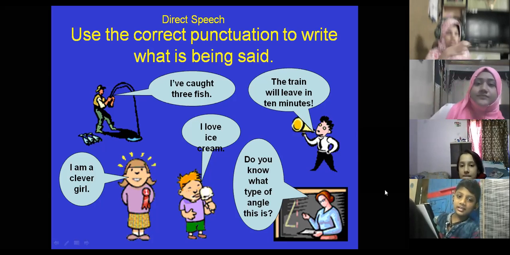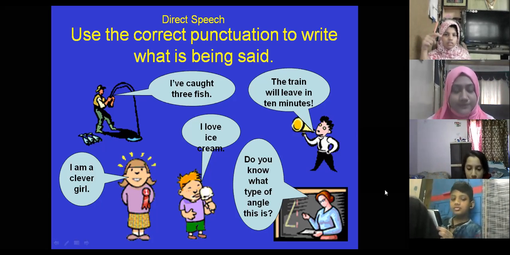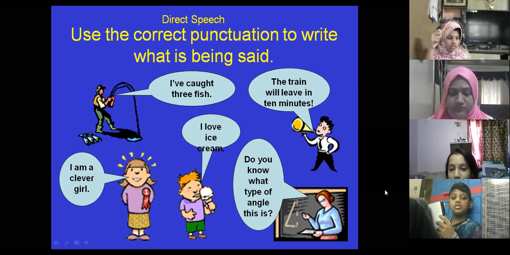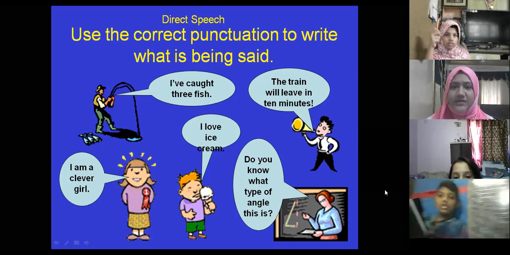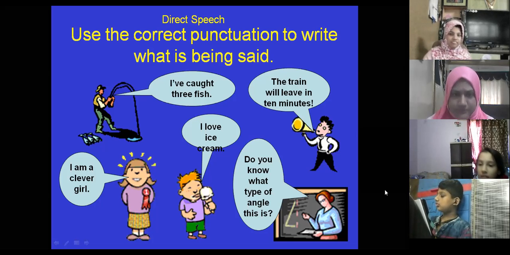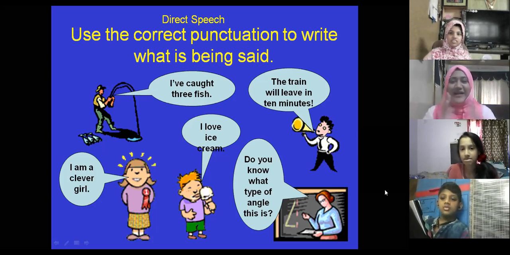Ma'am, can I say the third one? Second, who wants to go with the second? Okay, Amina, go. The train master shouted, the train will leave in 5 minutes. Anybody has written anything different? Yes, Safia? The train master announced the train will leave in 10 minutes. Wow, announced. Perfect.